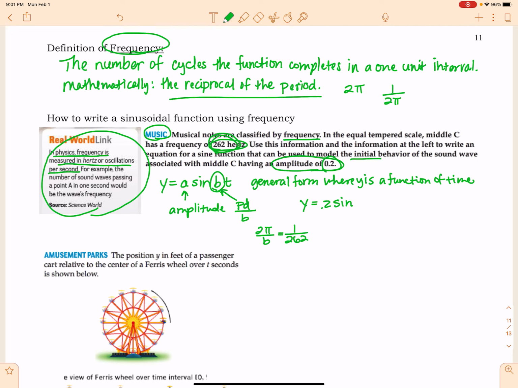So now I'm just going to cross multiply and I'll be done. So b times 1 is b, 262 times 2 is going to be 524. Don't forget your pi. And that's all we have to do. That is our equation. We are not going to delve any deeper into it than that.